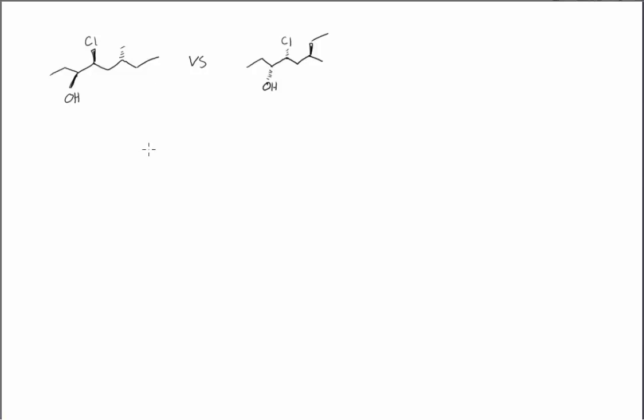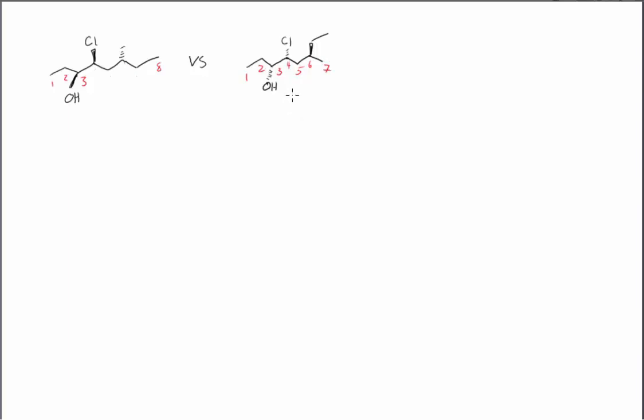All right, let's think about assigning the relationship between these two molecules. And as we've discussed, the first thing to do is to make sure that they have the same formula. And if we count carbons across, we'll count 4, 5, 6, 7, 8. I get 8 carbons across in the left molecule, and 7 carbons across in the right molecule.